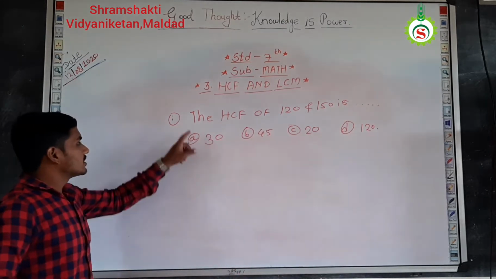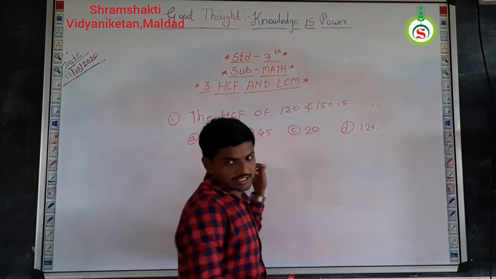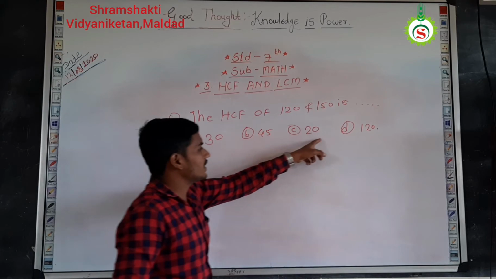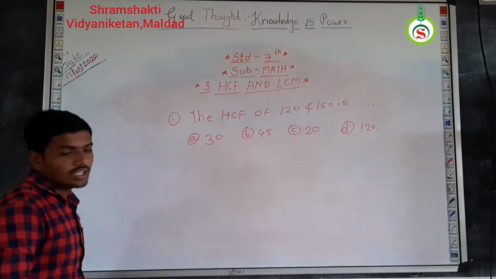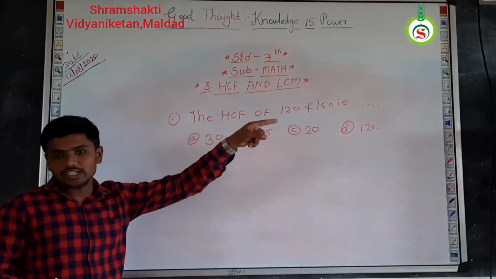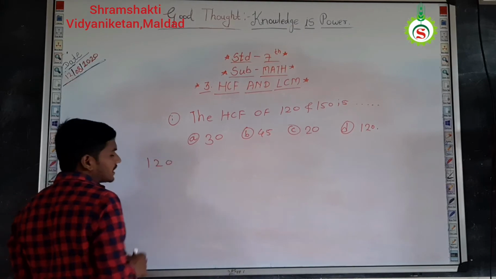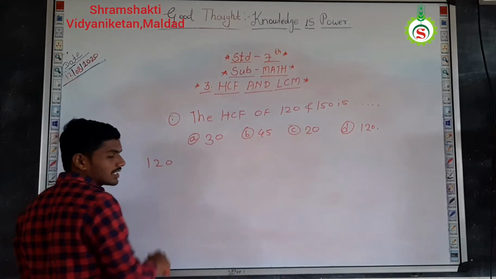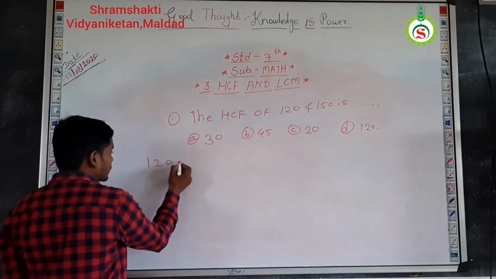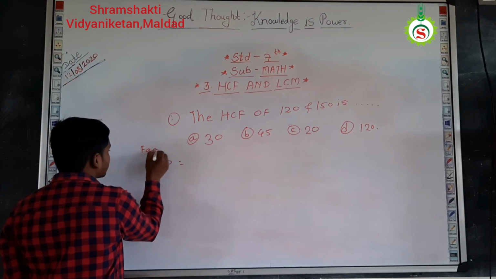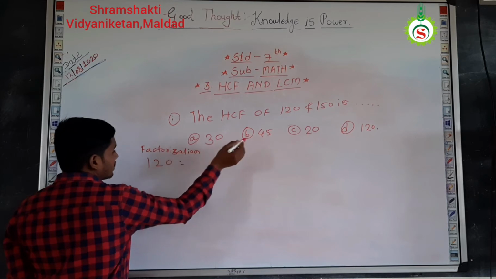What is the question? The HCF of 120 and 150 is this. And the options are 30, 45, 20, 120. So if you want to choose the correct option, what you have to do? You have to first find out the HCF of 120 and 150. For finding the HCF, I have two methods. The first one is factorization and the second one is division. First we will find it by factorization, and second we will do it by division.